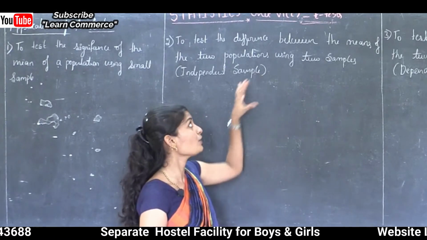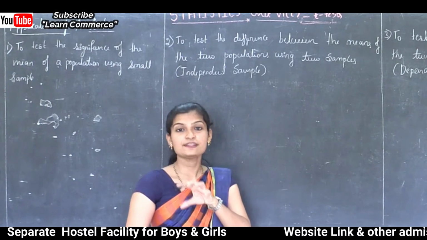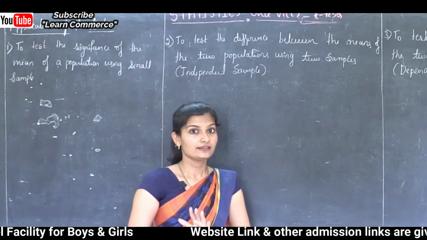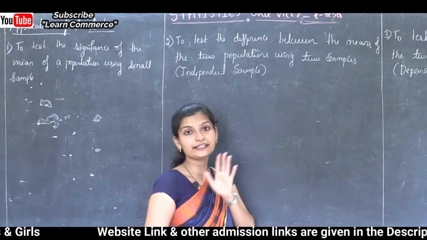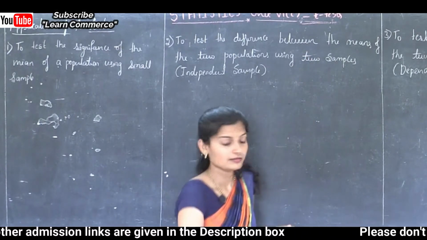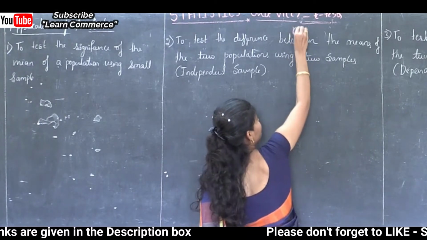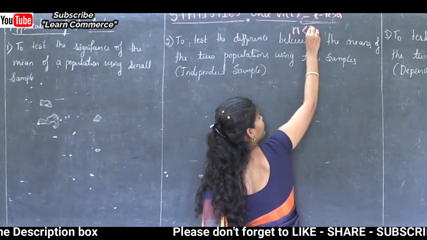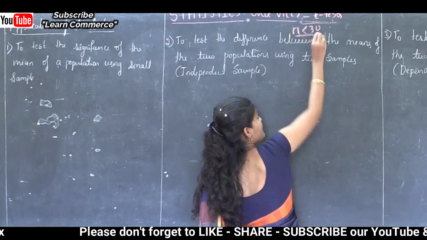So, how do we identify a t-test? If the sample size, denoted by small letter n, is less than 30, then it is a t-test, which is a small sample test.